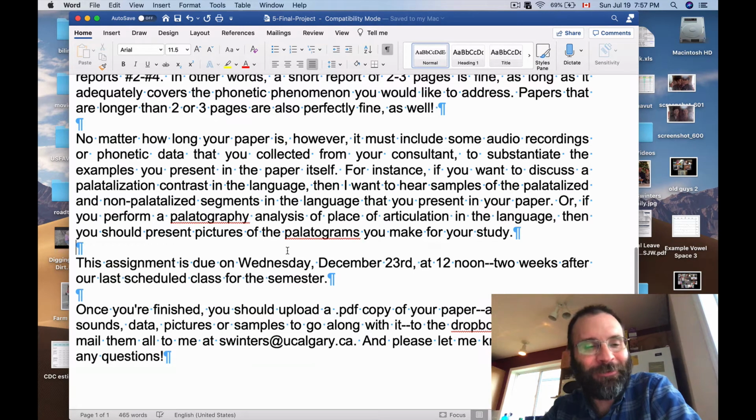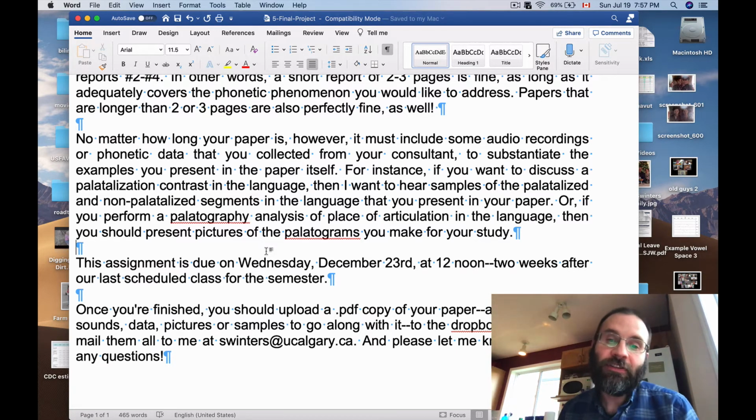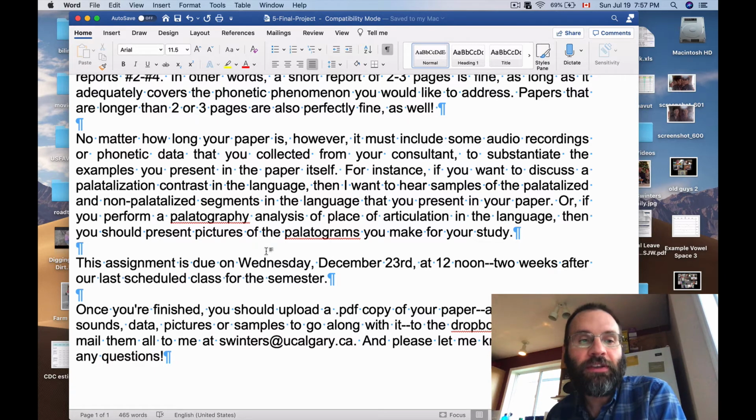And as we learned from the palatography demo, that can be a little bit tricky, but with some practice you can get some nice representations that way. This assignment is due on Wednesday, the 23rd at 12 noon, 2 weeks after our last scheduled class for the semester. So hopefully that gives you enough time to work on it.